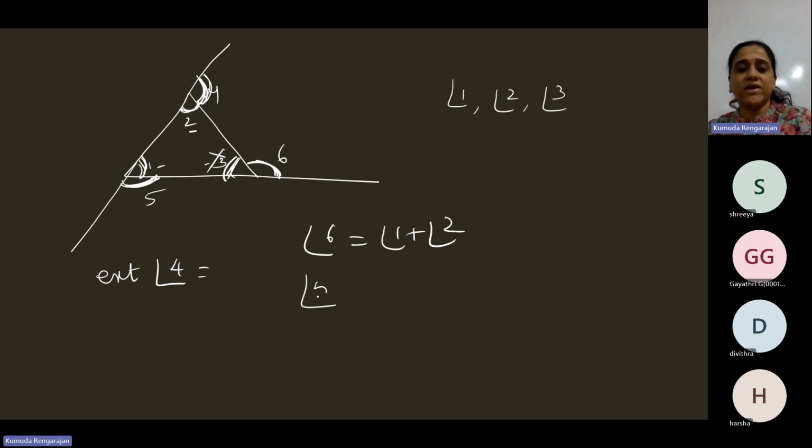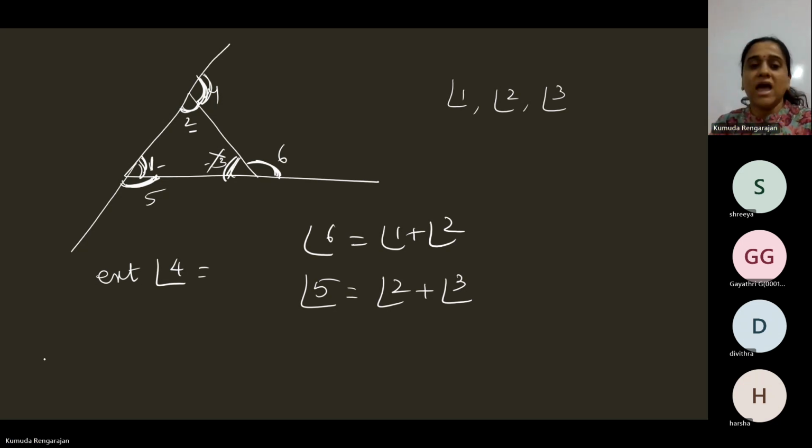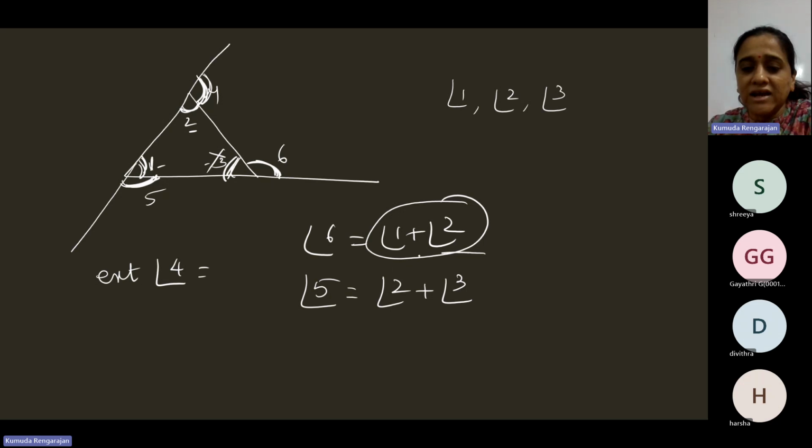So what is angle 5 equal to? Angle 2 plus angle 3. For angle 5, which is the immediate interior angle? Angle 1. Leave that. Which are the remaining interior angles in the triangle? Angle 2 and 3. So it's equal to angle 2 plus 3. See, you should use the interior angles of the triangle.